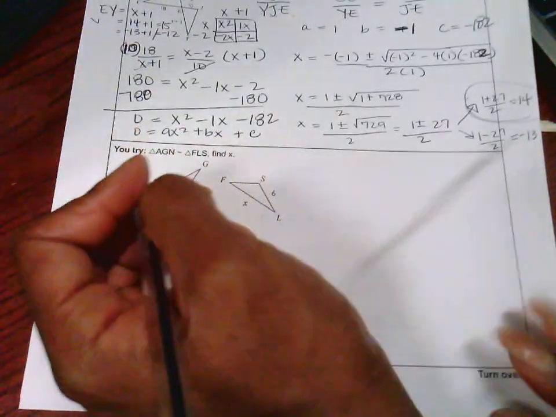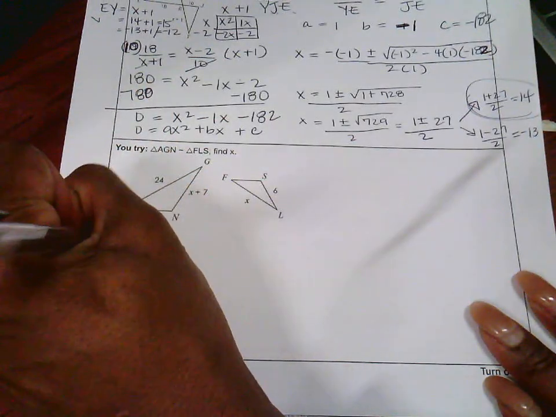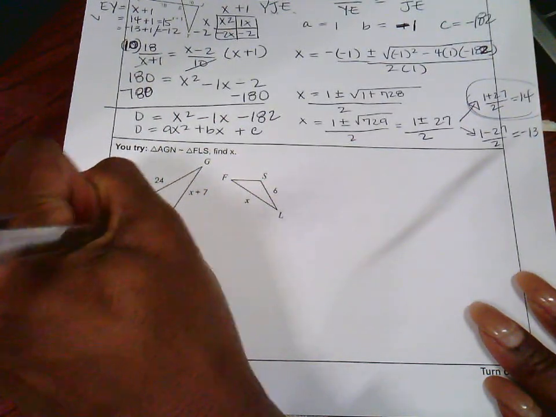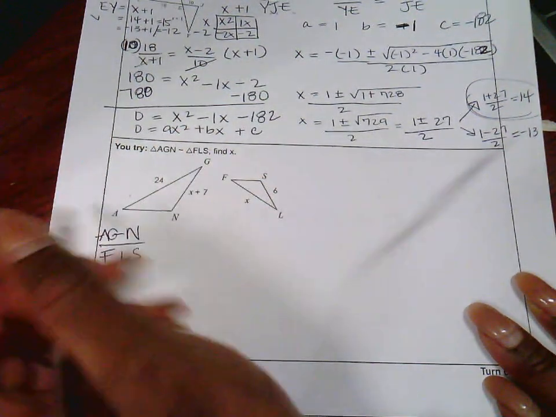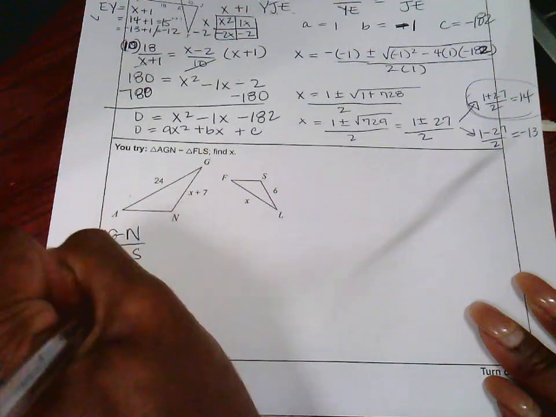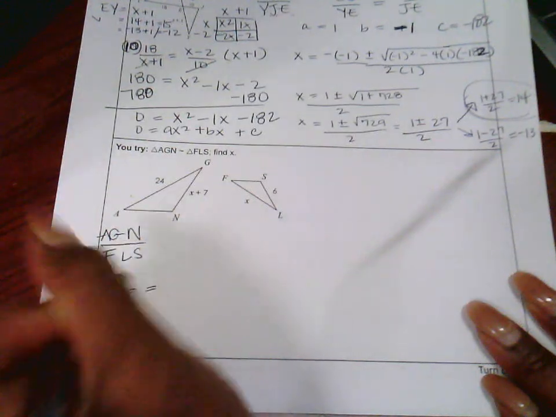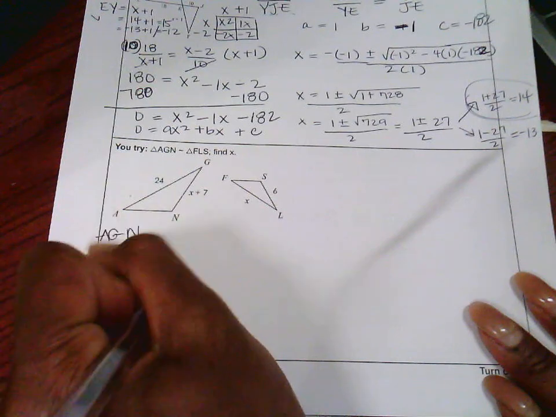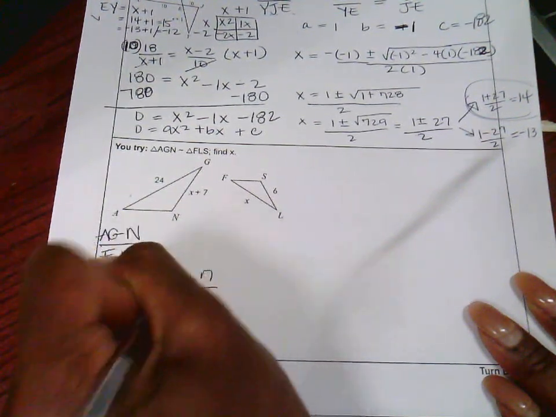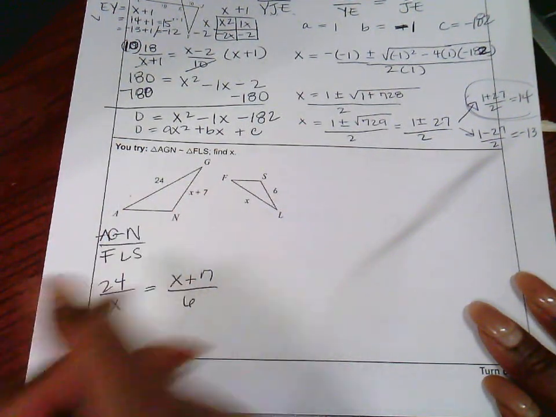All right, let's move on to the next one. Same thing again. We've got triangle AGN, which is similar to FLS. So AG is 24 over FL, which is x, equals GN, which is x plus 7, over LS, which is 6.